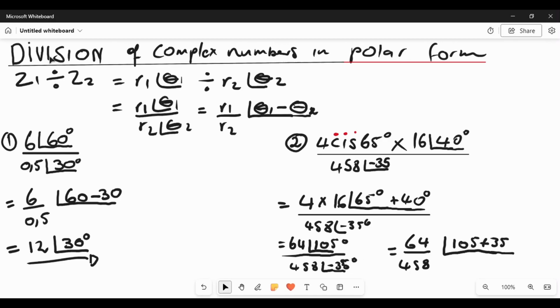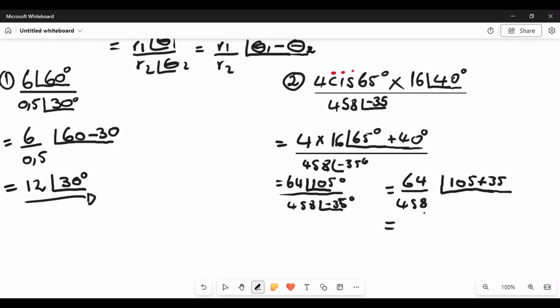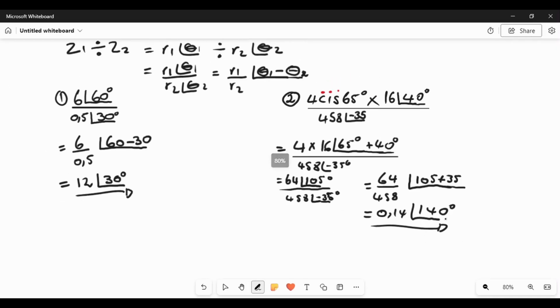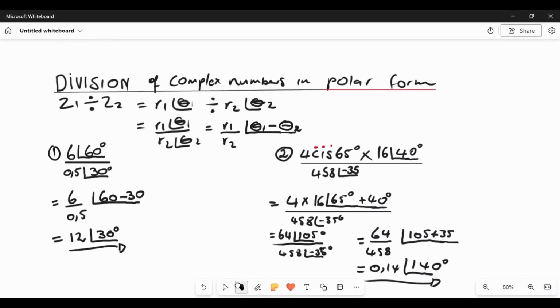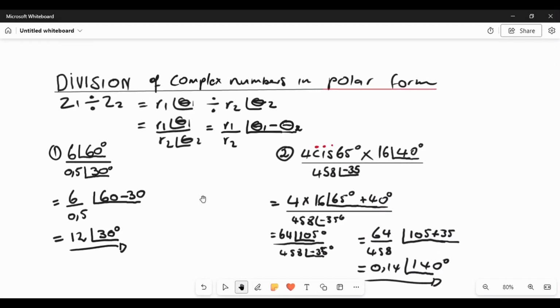Now let me create more space here. All right, 64 divided by 458 is going to give us 0.14. And then when it comes to the angle, 105 plus 35 is going to give us 140 degrees. So this here, guys, was the second problem when it comes to complex numbers dividing each other. I hope you managed to understand this. It was not really that difficult. It needed you to understand at least the knowledge that I gave you earlier at the beginning of this video.